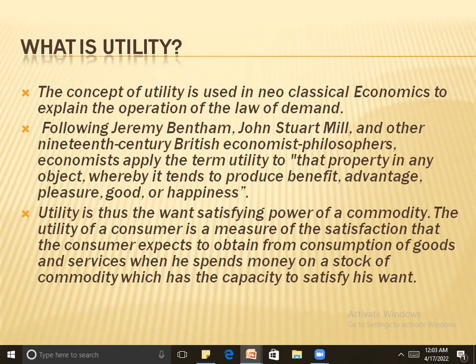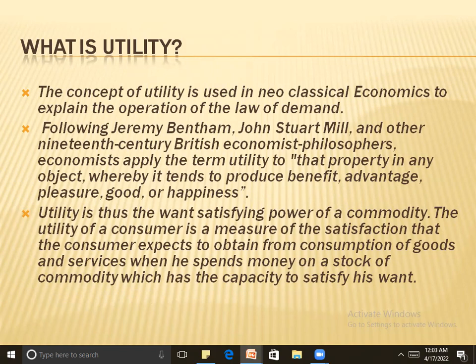The concept of utility is used in neoclassical economics to explain the operation of the law of demand. Following Jeremy Bentham, John Stuart Mill, and other 19th century British economic philosophers, economists apply the term utility to that property in any object whereby it tends to produce benefit, advantage, pleasure, good, or happiness. Utility is thus the want satisfying power of a commodity.